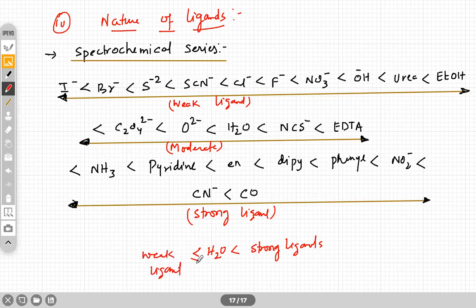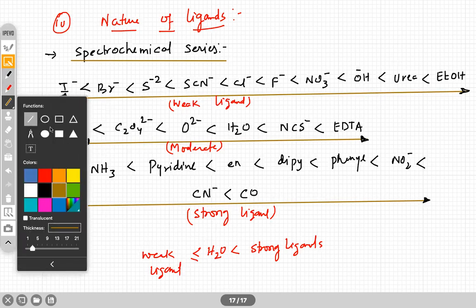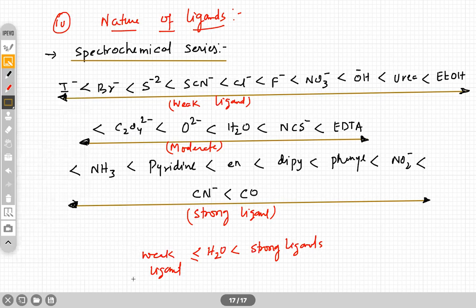Whether the ligand is weak or strong, that idea we get from the splitting in the orbital, right? Crystal field splitting. Copy this down.